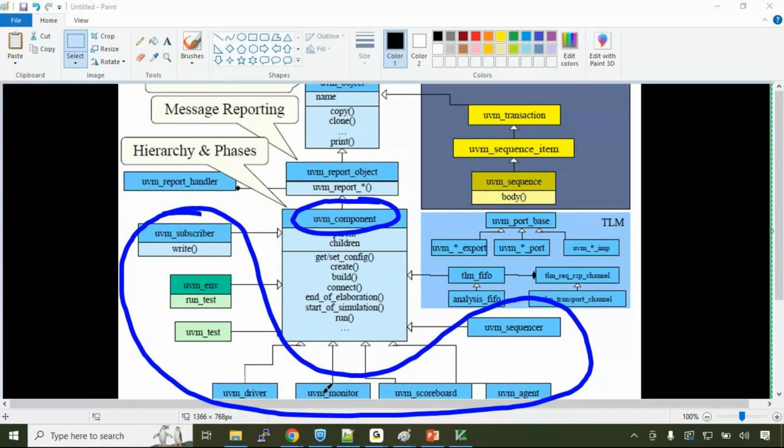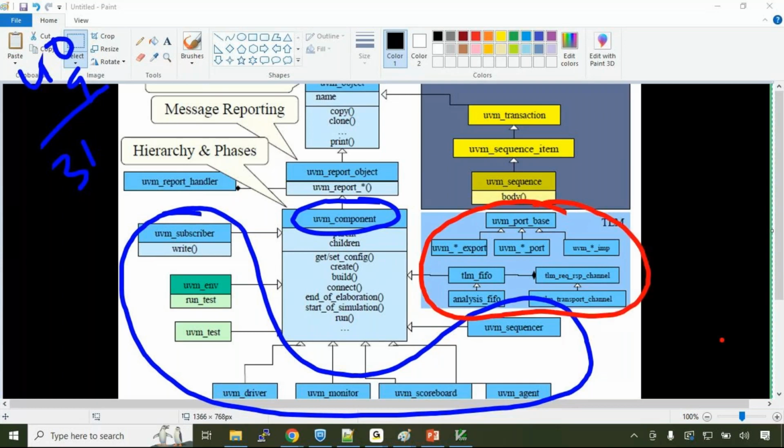How many classes are there? 1, 2, 3, 4, 5, 6, 7, 8, 9. So out of 40, 9 are already done. Remaining is only around 30. What are those 30? The second is the components used for connecting the test bench components with each other.